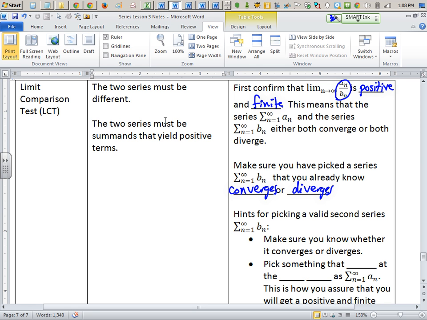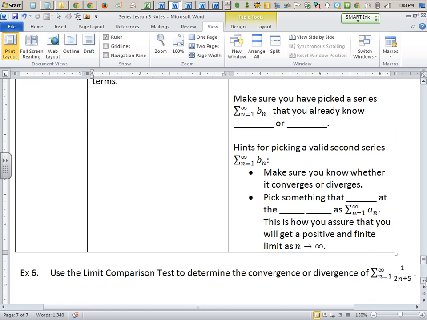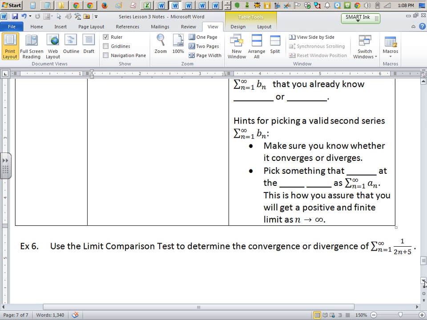A couple hints for picking a valid second series. I gave you hints for this yesterday too. Definitely make sure that you know the convergence or divergence of b sub n before you choose it. And pick something that grows at the same rate as a sub n. We've done that before, okay?